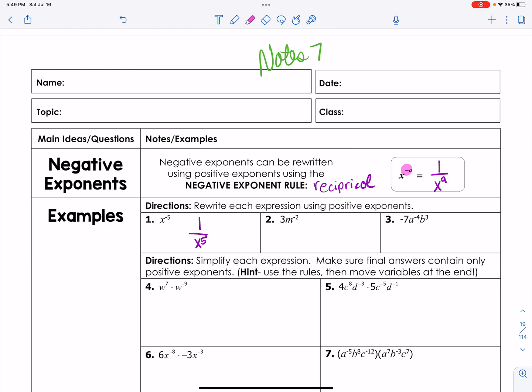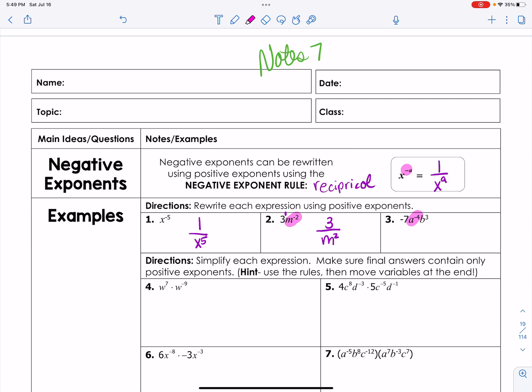Now, this is where this gets confusing. The m has an exponent of negative 2, but the 3 has an exponent of 1. The 1 is not negative, so the 3 stays where it's at, and the m squared moves. So only the thing with the negative exponent moves. I'm going to use this pink. This is the only thing with the negative exponent.